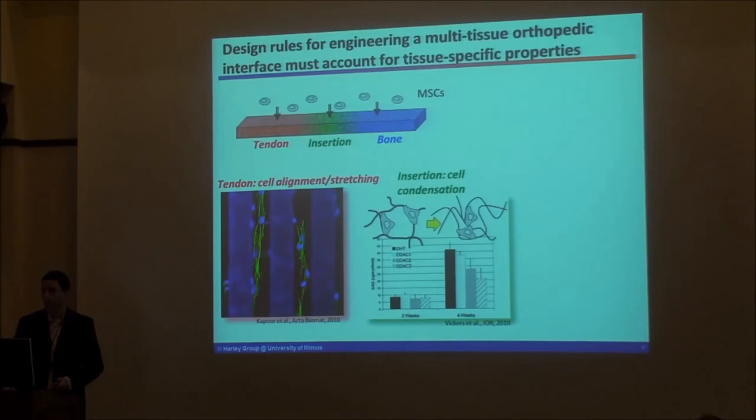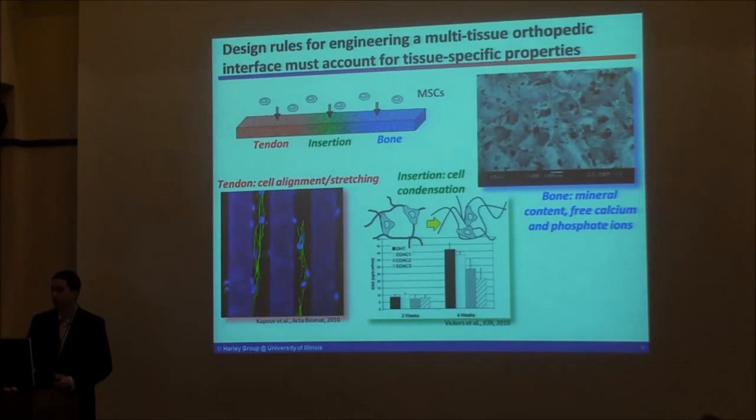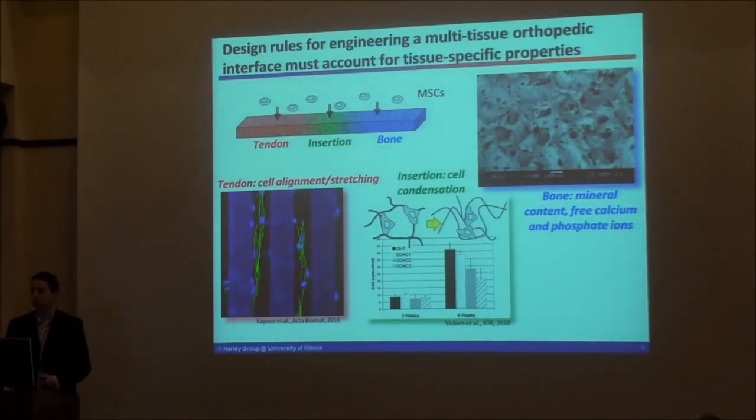In the insertion region, we're going for more of a chondrogenic phenotype, and we know from the literature that cell condensation and increased cell-cell contacts can promote chondrogenesis. And then finally, in the bone phase, we know that by incorporating some type of mineral content or mineral phase, not only can we strengthen the material, but we can also promote the presentation and the release during remodeling of calcium phosphate groups, for example, which we know promote osteogenesis.